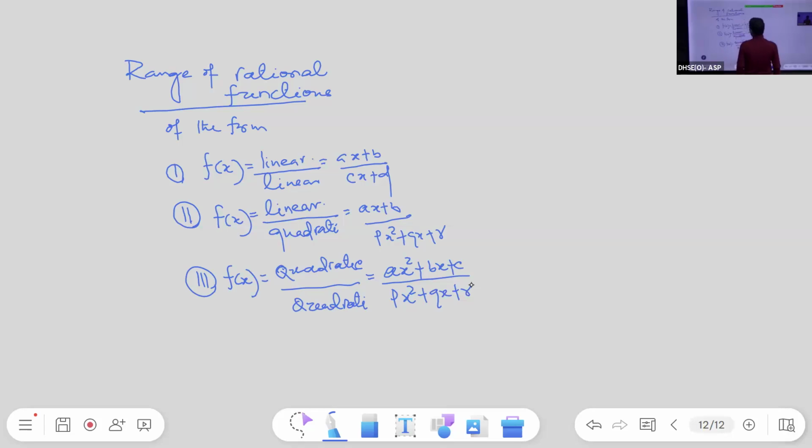There is a working rule to find the range of such functions. Write down the working rule. Working rule, or you may say that stepwise approach. Step 1. Express x as the function of y.